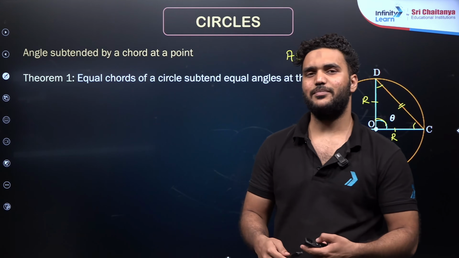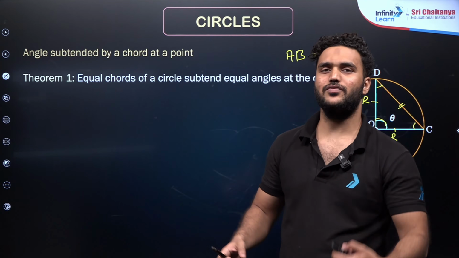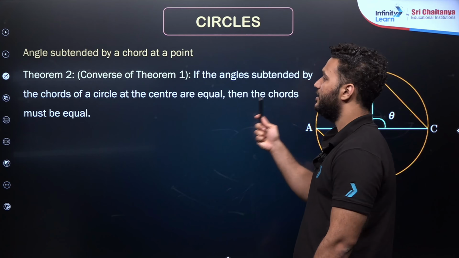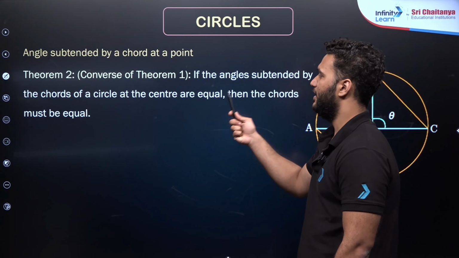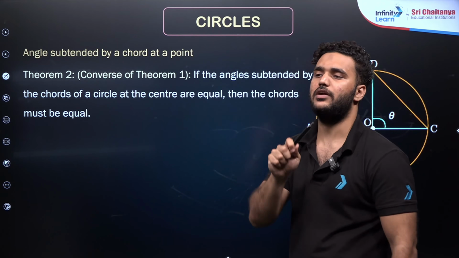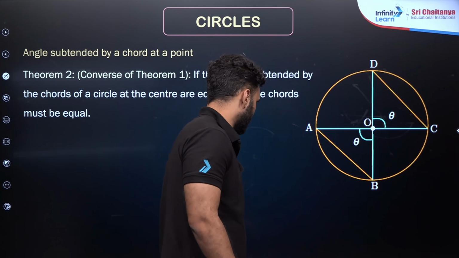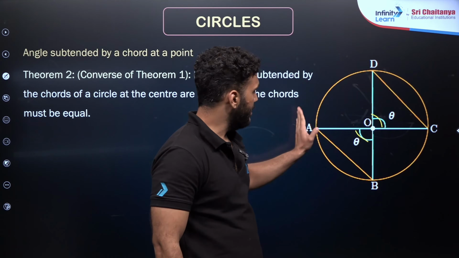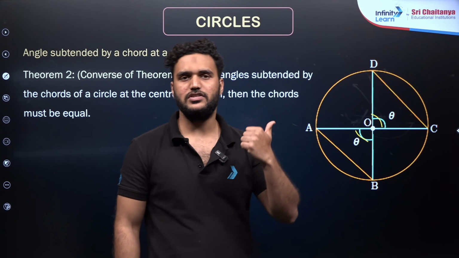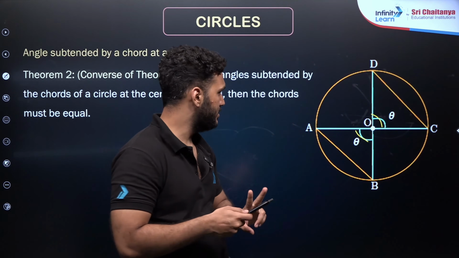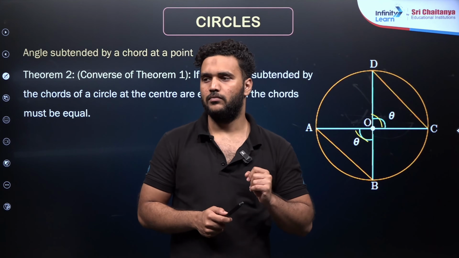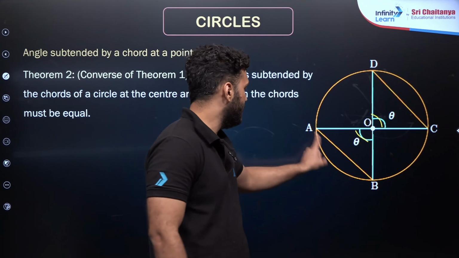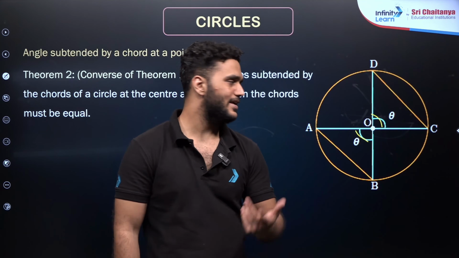All the theorems in this chapter, you will see that one theorem is just the converse of another. Like see, another theorem: if the angles subtended by the chords of a circle at the center are equal, then the chords will be equal. Now in this question, what is given to us? That this is angle theta, this is angle theta. Then AB is equal to DC. In the previous one, it is given AB is equal to DC, then theta and theta are equal. But now theta and theta are equal, it is given. Now you have to prove that AB is equal to DC using SAS.